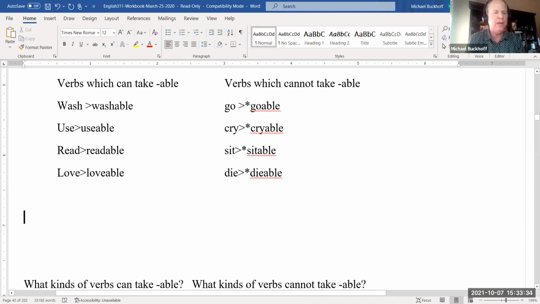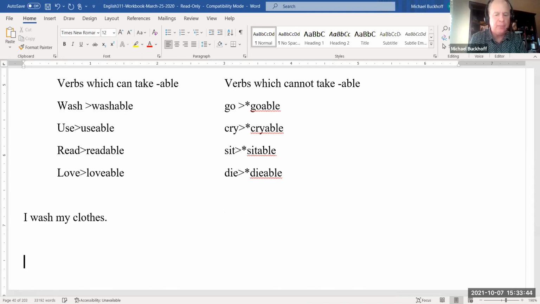This is a tough one. Let me give you an example here. If I said, I wash my clothes, I'm trying to figure out what wash is and how it's different from go. I go to the movies on the weekends. Now, this is honestly a really difficult question. If anybody could get this one, I would be impressed. Can anybody tell me the difference between these two verbs here? Notice how wash takes a direct object, but go does not.